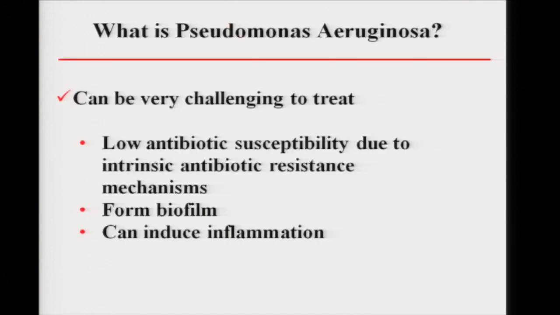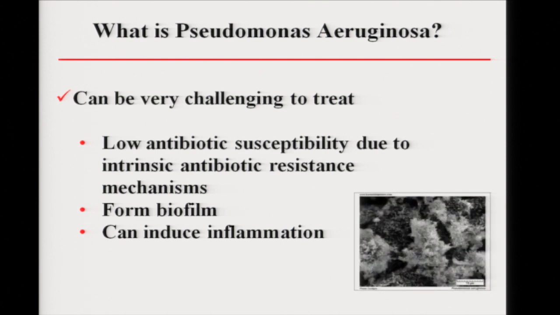Now, there are a number of reasons why Pseudomonas aeruginosa is very challenging to treat. One is its intrinsic properties. It has very low antibiotic susceptibility because of its intrinsic antibiotic resistance mechanisms. The other thing that Pseudomonas can do is form biofilm.